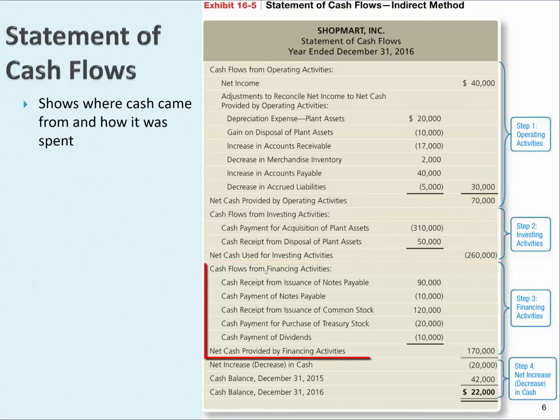And then the third section is financing activities. This is borrowing money, stuff like that. And let's look at this subtotal. We have positive $170,000. So what this means is we have positive cash flow from financing activities. And if we look at these areas, it looks like our main source of cash is issuing common stock. Notice we also issued a note payable.